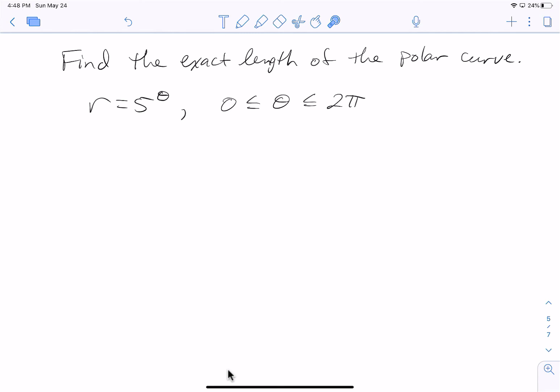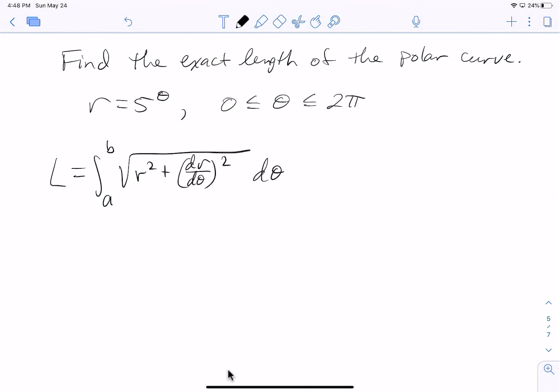Now we're going to apply the arc length formula to find the exact length of r equals 5 to the theta for theta going from 0 to 2 pi. Recall that our arc length formula is L is equal to the integral from a to b of the square root of r squared plus dr d theta squared times d theta.